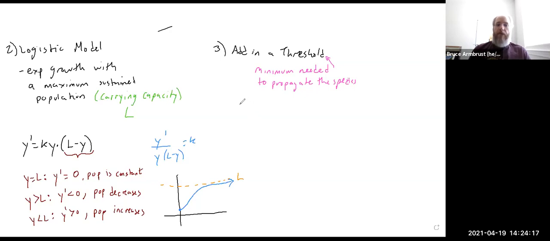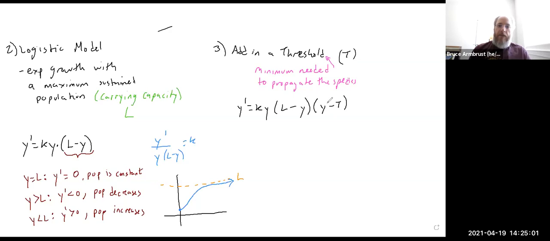Okay, well, let me show you what happens with that differential equation. So we'll call that, say, big T for our threshold. So again, we're going to have our y prime equals. There's going to be exponential growth. There's also going to be the L minus y, because we'll assume that there's still a carrying capacity. Does that make sense? But now we need to put in a y minus T.